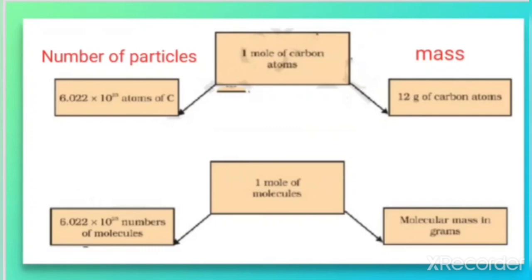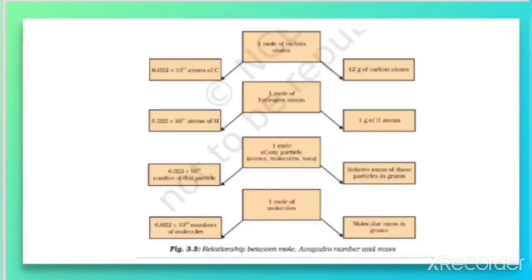So in your textbook, you can have this chart. Just go through this chart. In this, you can easily compare the number of particles and the mass for each, which is discussed here.